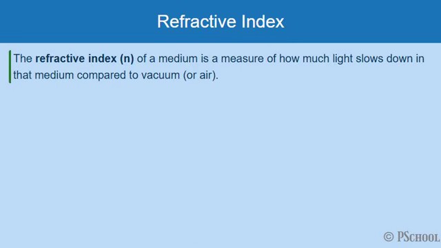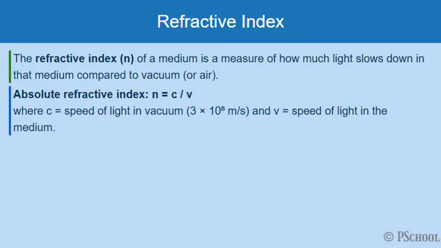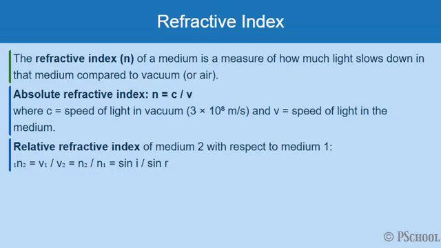The refractive index n of a medium tells us how much light slows down in that medium, compared to vacuum. The absolute refractive index is n equals c divided by v, where c is the speed of light in vacuum, and v is the speed of light in the medium. The relative refractive index of medium 2 with respect to medium 1 is n12 equals v1 over v2, which equals n2 over n1, which also equals sin i over sin r.